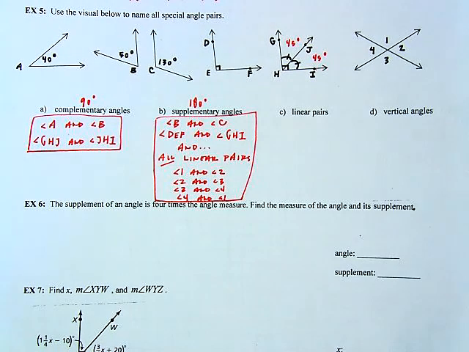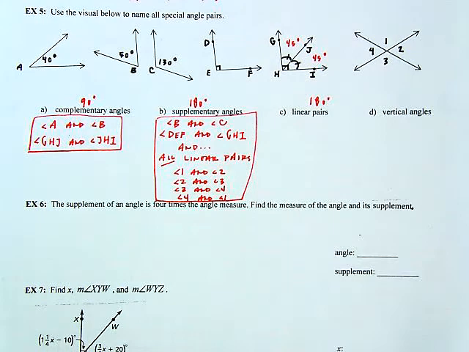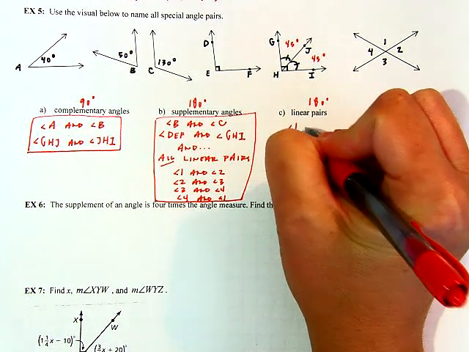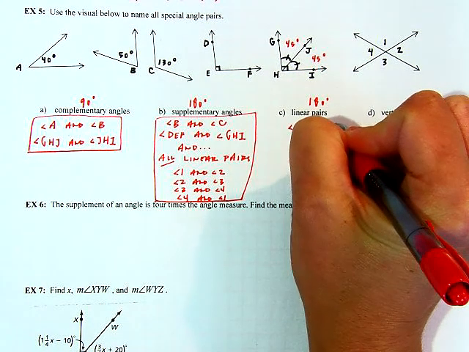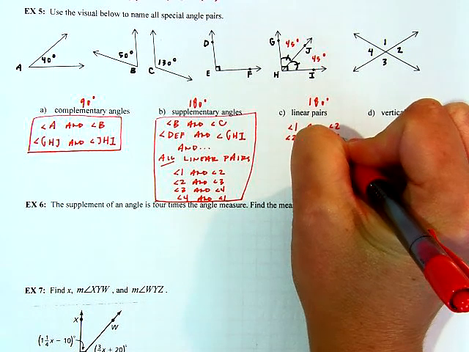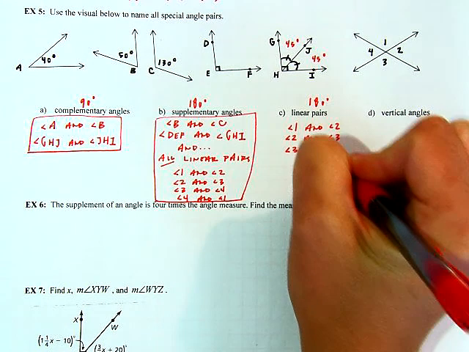Okay, so next the linear pairs. So remember that has to be a straight angle that is split into two smaller angles. So always 180 as well, but they have to share that common side. And we've already listed them. We know that it's 1 and 2, 2 and 3, 3 and 4, and 4 and 1.